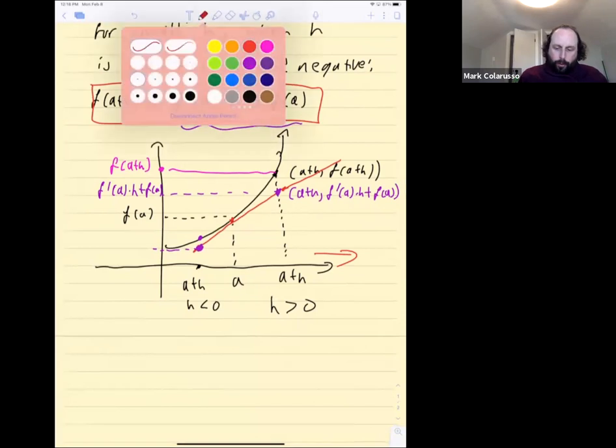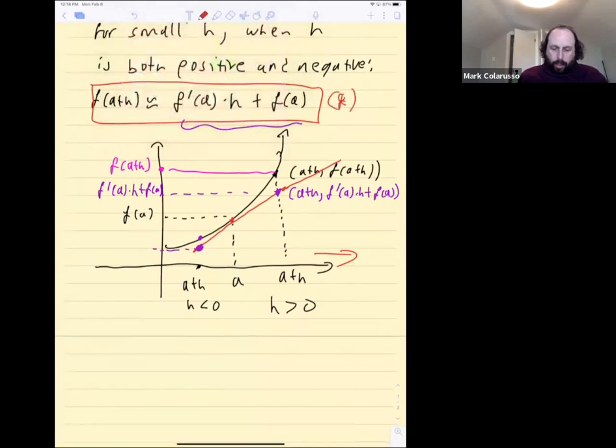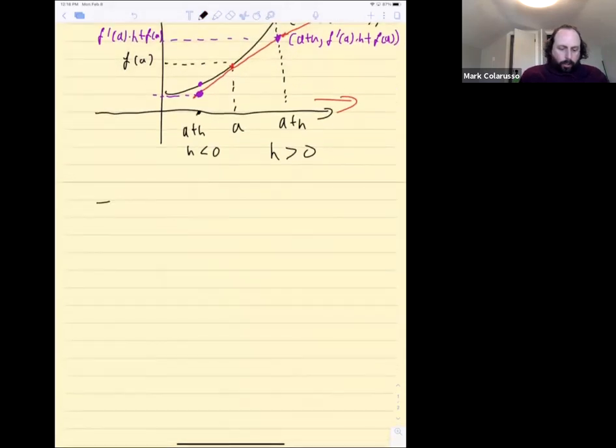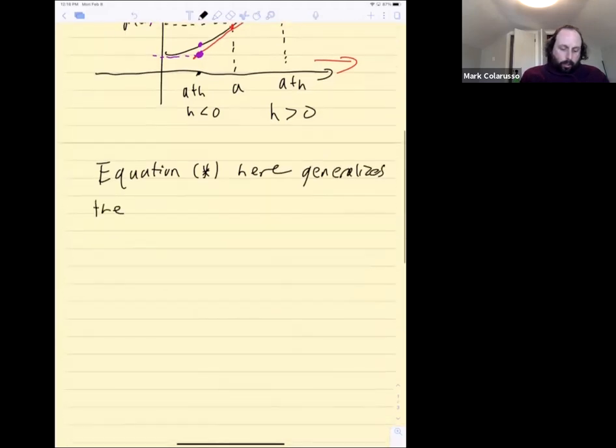So I'll call this our new formula star. I should say that this equation star generalizes the analogous equation from video 9, which is just this equation with h equals 1.